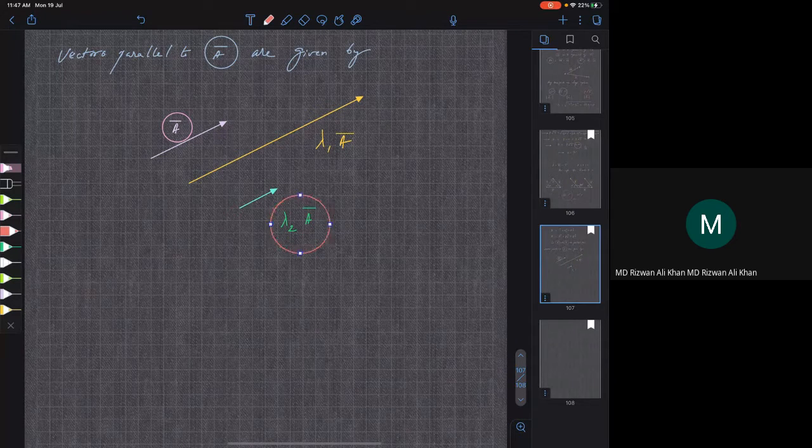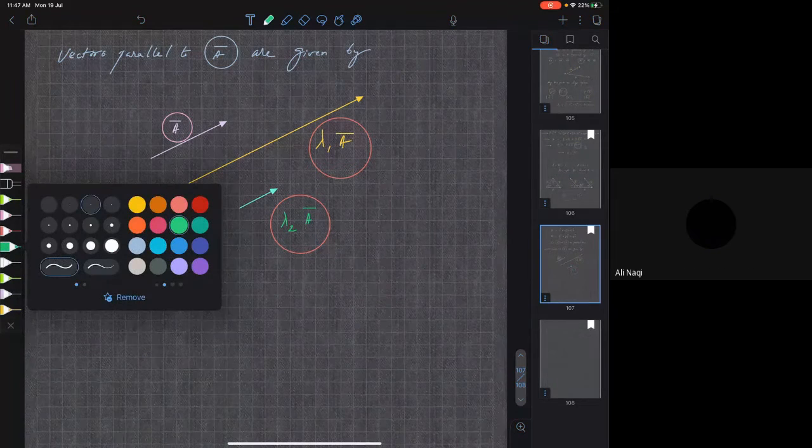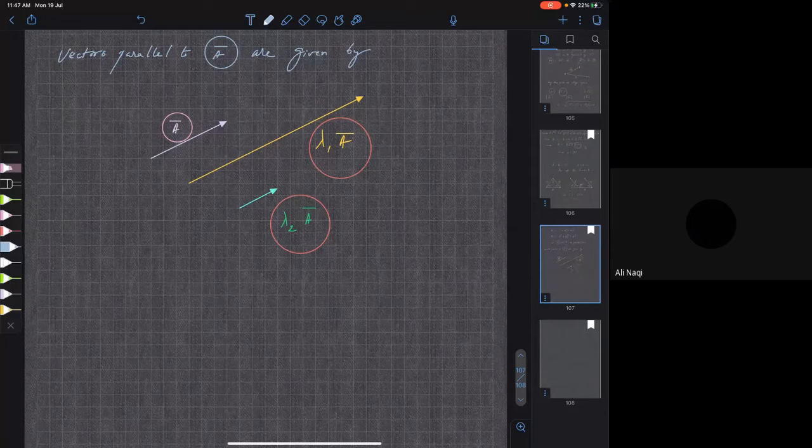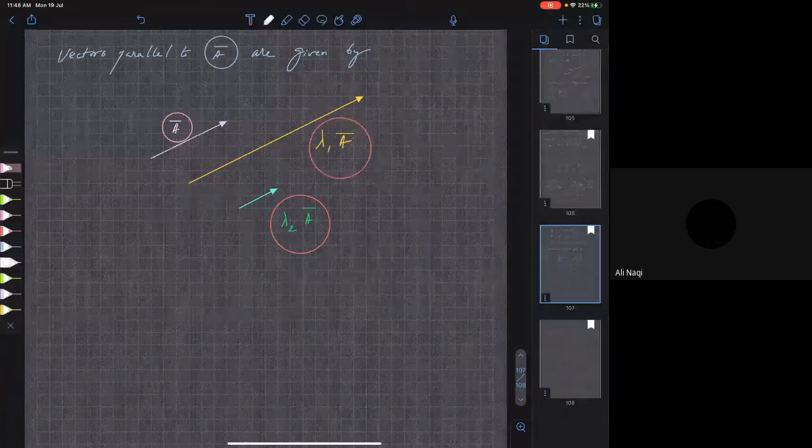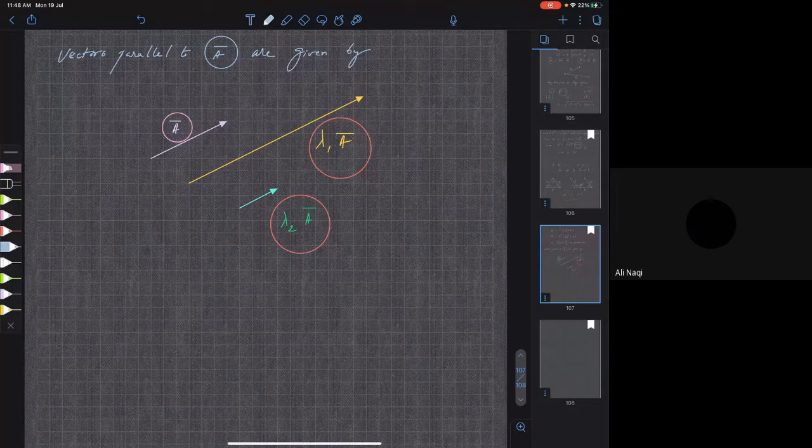Here, lambda 1 is? Tell me. Lambda 1 is? 3 A bar. I mean 3 times the magnitude of A bar. Lambda 1 is? Tell me the right combination. Lambda 1 is?